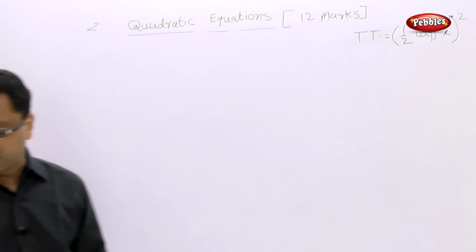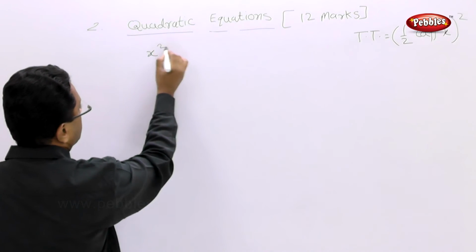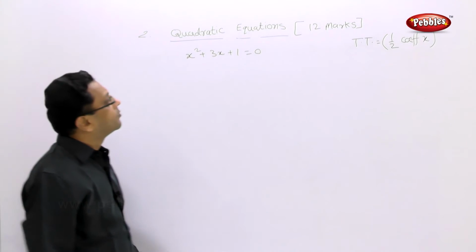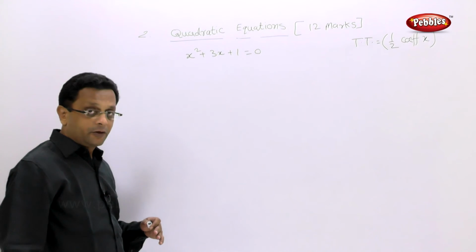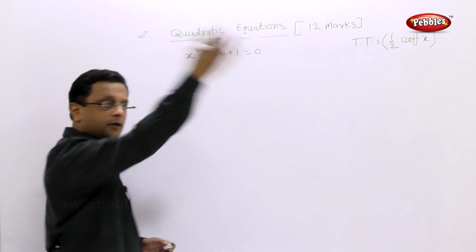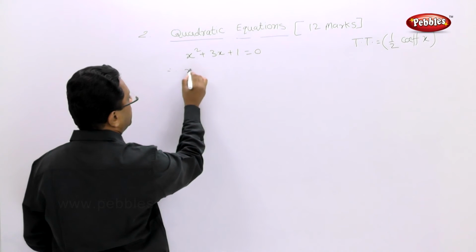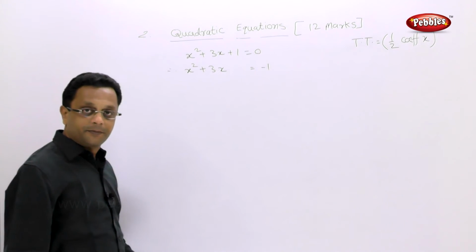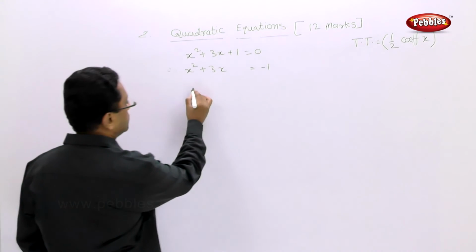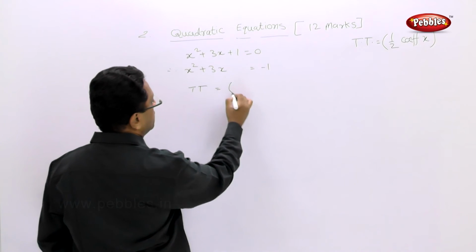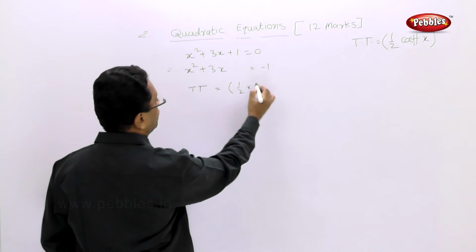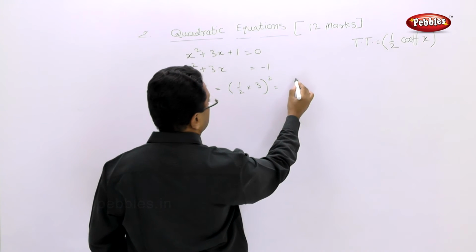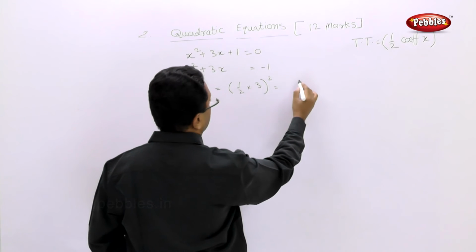x square plus 3x plus 1. Again I am reminding you, first step, take the third term there. So it will be x square plus 3x equal to minus 1. What is the third term? Third term is half the coefficient of x, that is (3 by 2) bracket square, which is 9 by 4.